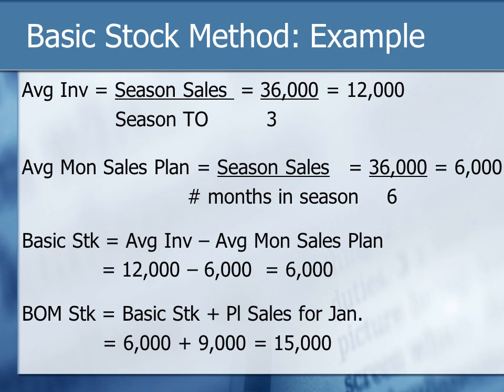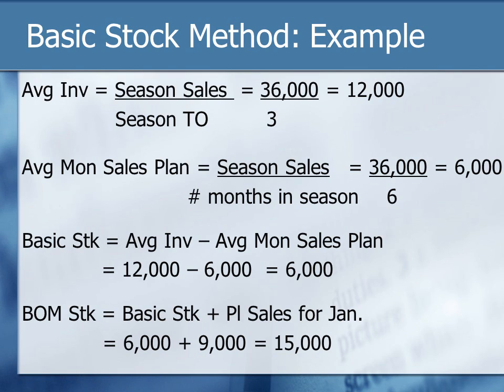Also, the basic stock is average inventory minus average monthly sales. So we first need to know the average monthly sales. We know the seasonal sales, so seasonal sales divided by 6 months, because the season has 6 months, will give us our average monthly sales, which in this case was $6,000. So now, given this average inventory and average monthly sales, we can calculate the basic stock as average inventory minus average monthly sales, which is $12,000 minus $6,000, which is $6,000.